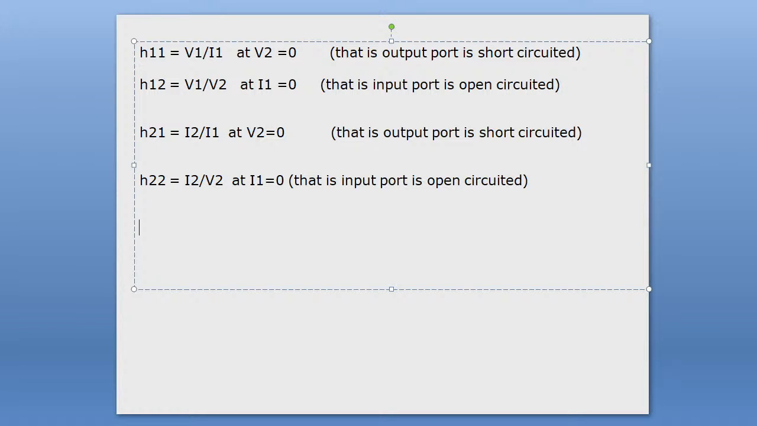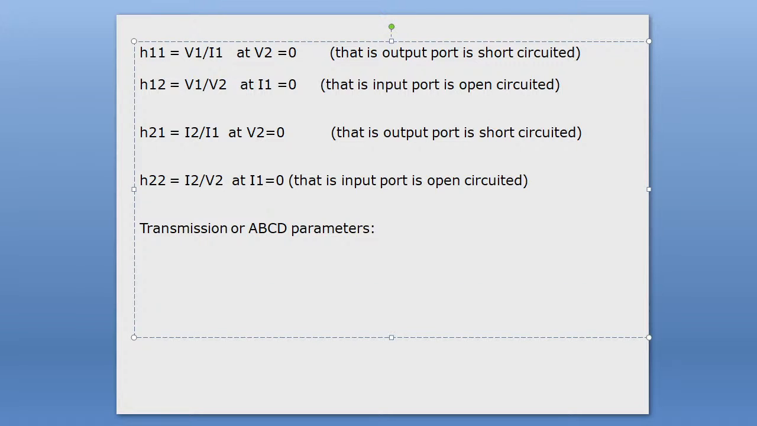Okay, now let me tell you transmission or ABCD parameters. In this case you have already realized that to determine the values of these parameters, we need to write the two-port network equation by considering four variables, and among these four variables we will consider two as independent variables and the remaining two as dependent variables. And by making a relationship between these independent and dependent variables, we can easily calculate the parameter values, whatever the parameter, y parameter, z parameter, h parameter, and ABCD or transmission parameter.